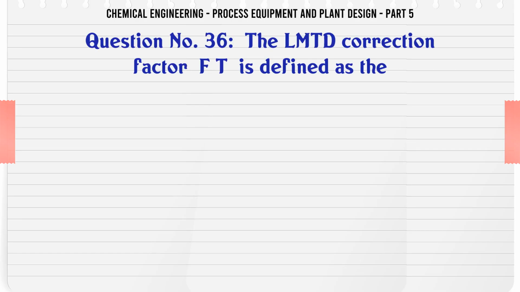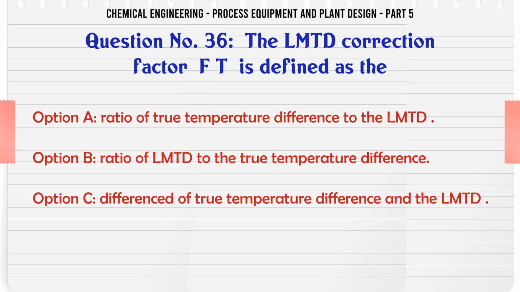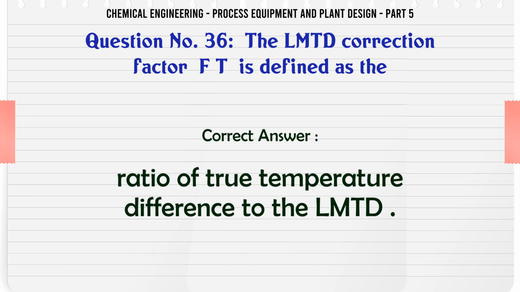The LMTD correction factor Ft is defined as the A. ratio of true temperature difference to the LMTD, B. ratio of LMTD to the true temperature difference, C. difference of true temperature difference and the LMTD, D. geometric mean of the true temperature difference and the LMTD. The correct answer is ratio of true temperature difference to the LMTD.